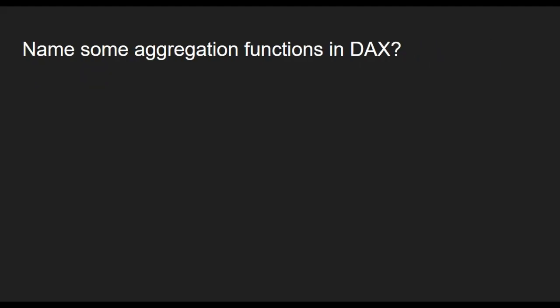Next, name some aggregation functions in DAX. DAX has a number of aggregation functions and some of them are sum, average, min, max and SUMX. These functions work only on numeric columns and generally can aggregate only one column at a time. However, special aggregation functions that end in x such as SUMX can work on multiple columns. These functions iterate through the table and evaluate the expression for each row.